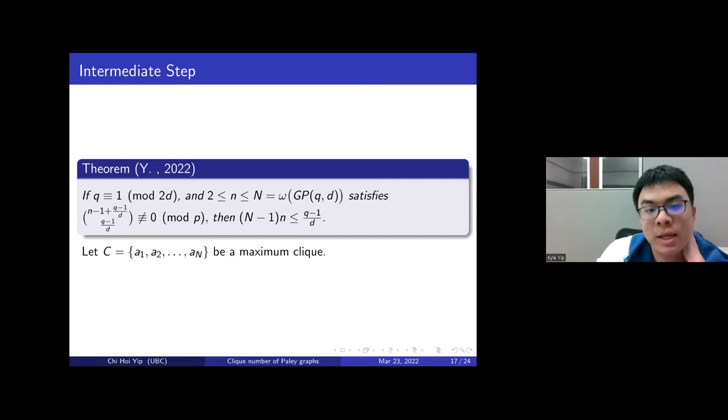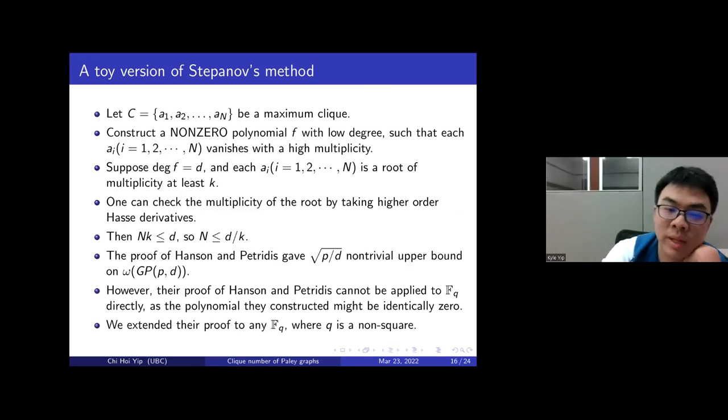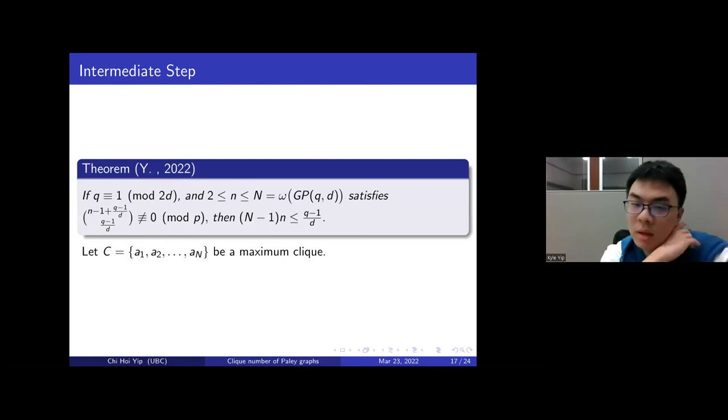So let's first look at the case where q is a prime. In that case, we can actually just take little n to be capital N, because we can show that if q is a prime, then these two numbers are both less than p. So it's clear that this binomial coefficient won't be zero modulo p. So in that case, we just have capital N squared is bounded by p over d, roughly. And if you take the square root, then we just obtain the upper bound on the clique number. You can also imagine that this kind of bound is obtained by solving certain quadratic equations. And in general, if q is not a prime, then we really need to worry about this issue.